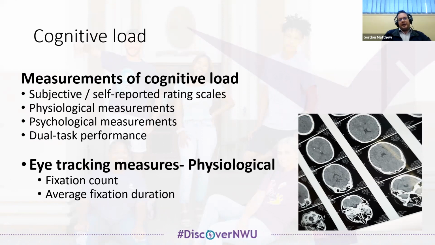based on error rates. For my study, I used the physiological eye tracking measures, which are fixation count, so how many times they looked at a specific object or area of interest, and then average fixation duration, which is the time spent on that object that they looked at.